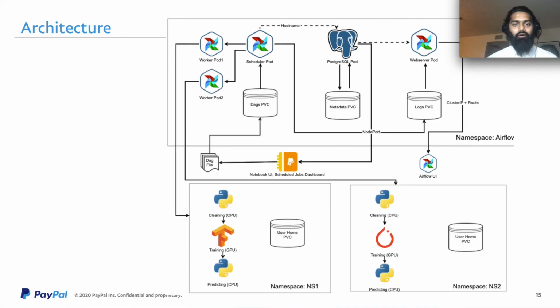This is a high-level architecture of implementing and orchestrating Airflow using Kubernetes. Let me start from the top left. Airflow has two main components, scheduler and worker. Each of these components is deployed as a pod in Kubernetes.